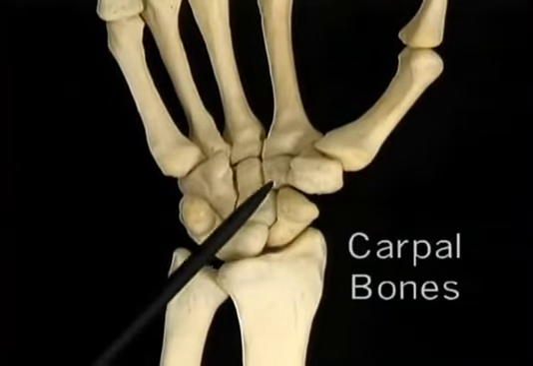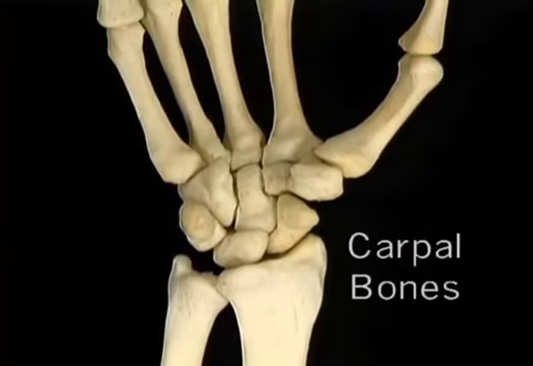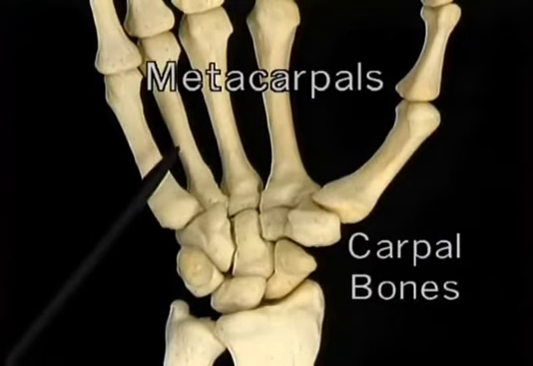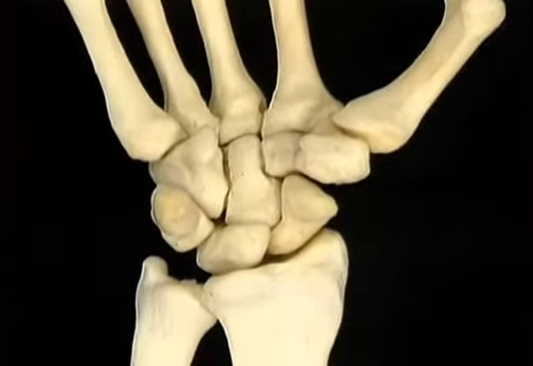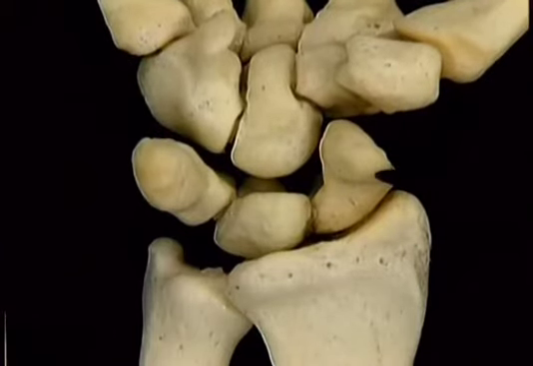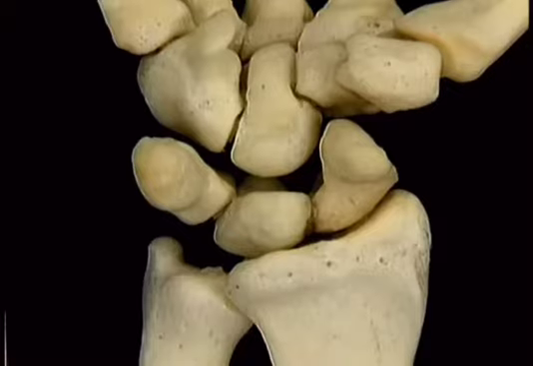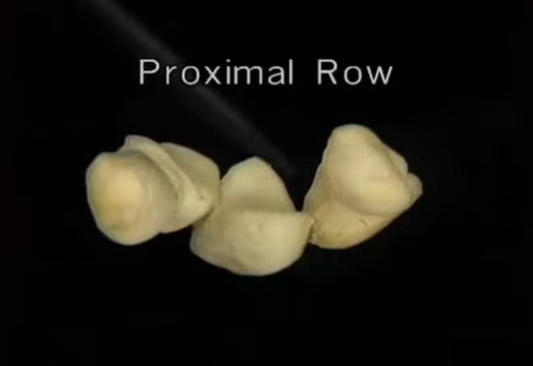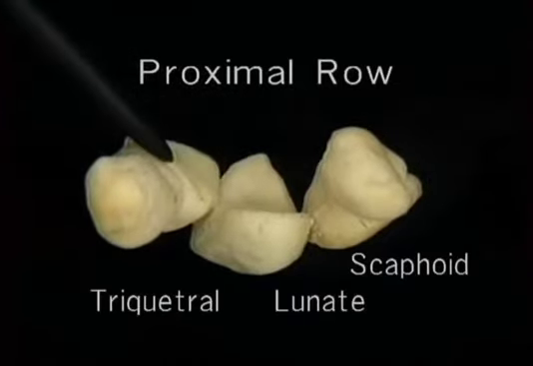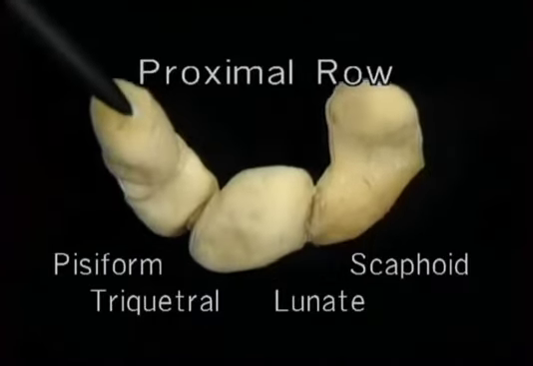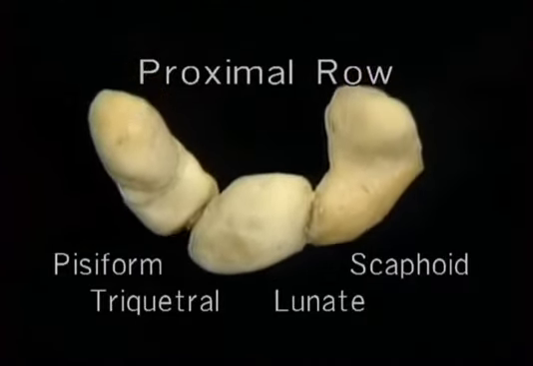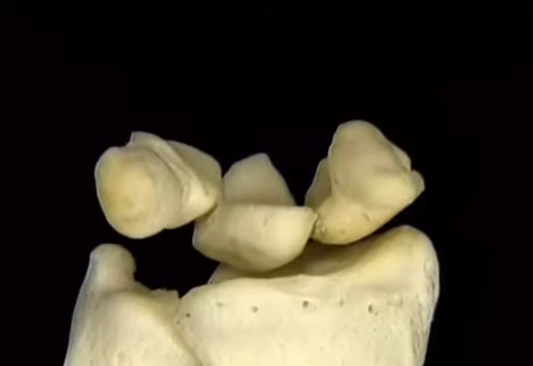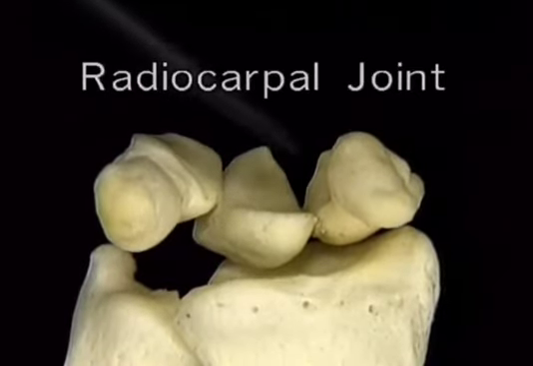Eight small carpal bones form the carpus. Distal to the carpus are the metacarpal bones, numbered 1, 2, 3, 4, and 5. The carpal bones are in two rows, a proximal and a distal. The bones in each row are attached closely to one another. The 4 bones of the proximal row are the scaphoid, the lunate, the triquetral, and the pisiform, which sits by itself on the triquetral. The scaphoid, the lunate, and part of the triquetral articulate with the distal end of the radius to form the radiocarpal joint.